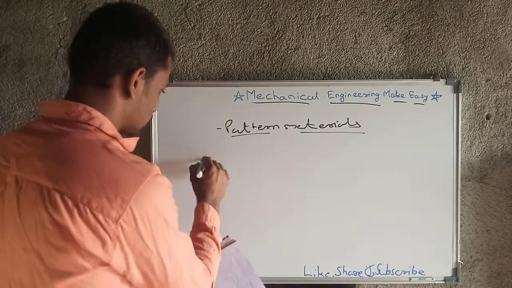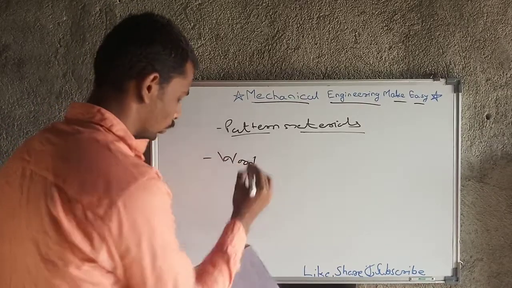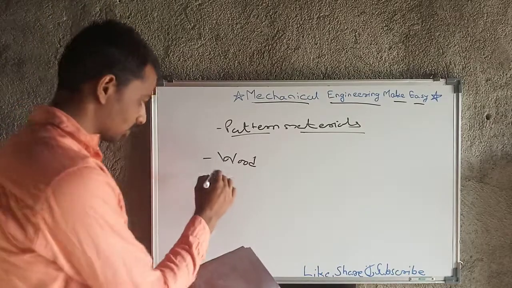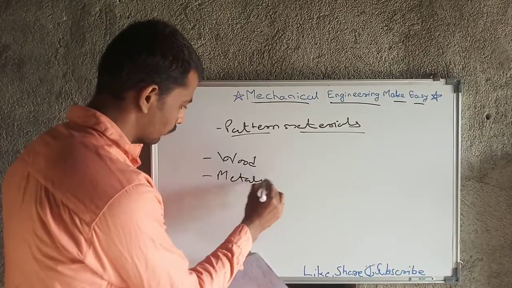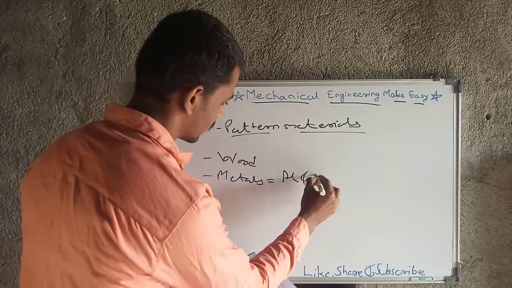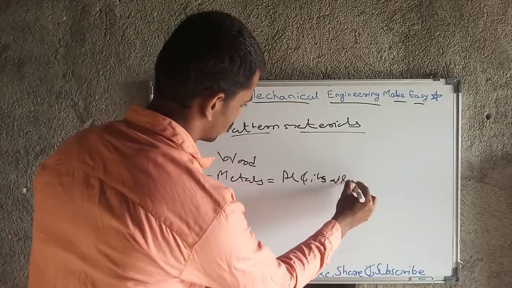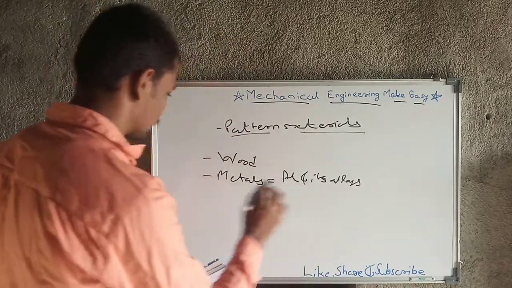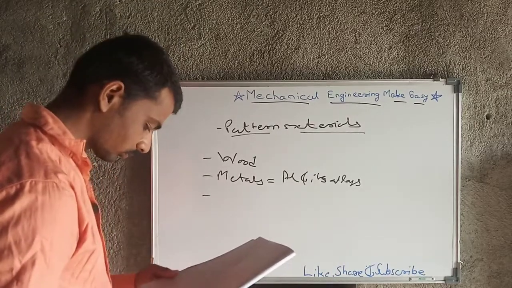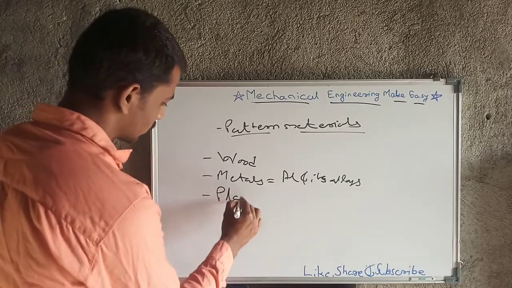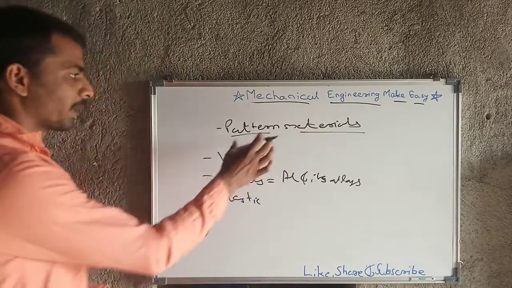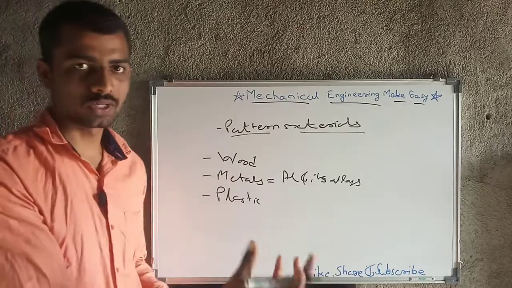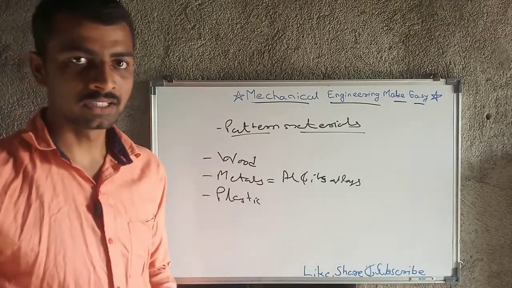So the first pattern material is wood. Then next, metal. A number of metals we can use, like aluminum and its alloys, then steel, brass, cast iron, etc. After that we can use plastic. Plastic is also one kind of pattern material, but that plastic will not be what we are using nowadays in carry bags and so on. That plastic will be a different plastic.